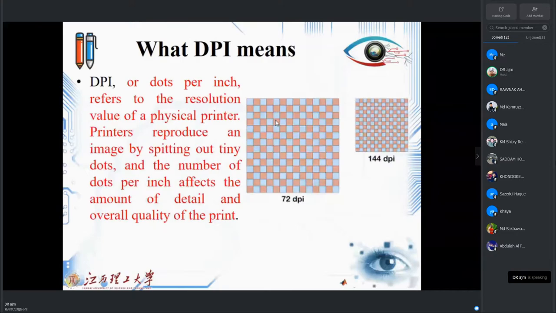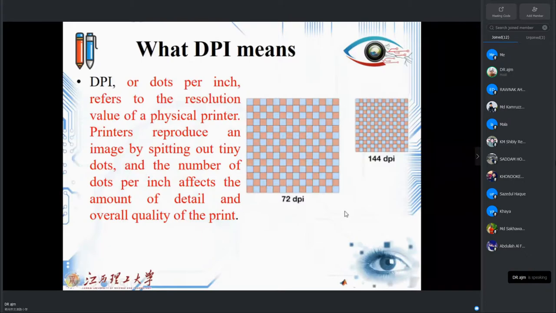But DPI, as I showed two samples of DPI in this figure, stands for dots per inch and refers to the resolution value of a physical printer. As you know, a printer reproduces an image by spitting out tiny dots, and the number of dots per inch affects the amount of detail and overall quality of the print. As shown in the figure you saw, the 72 DPI and 144 DPI figures are samples of these two concepts.